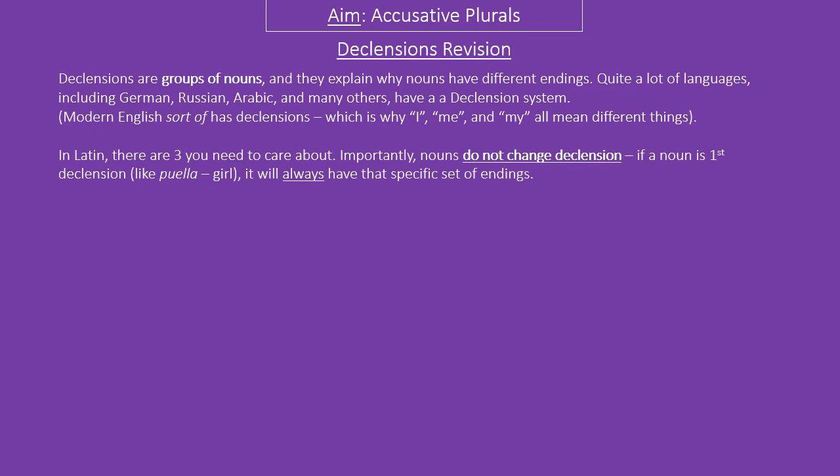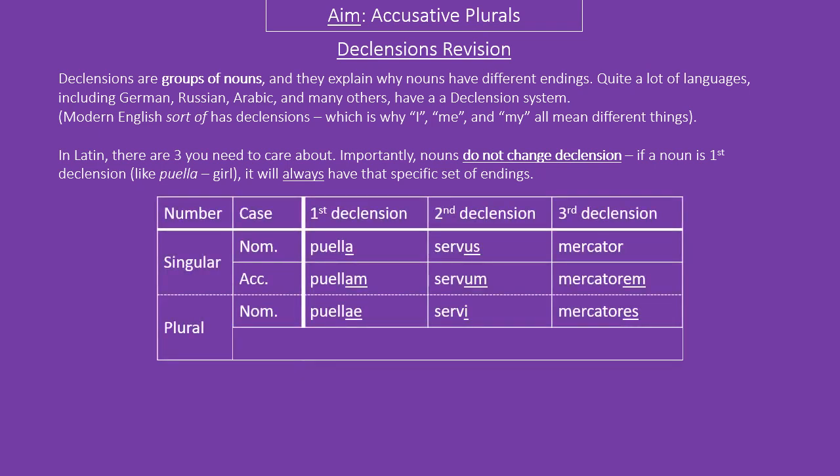In Latin, for students studying a relatively early level of Latin, there are 3 declensions that you need to care about. And this is a really important point. Nouns don't change their declension. It's a fundamental or an intrinsic property of the noun. If a noun is first declension, it's always first declension. Don't worry about it changing to a different set of endings. It doesn't do that.